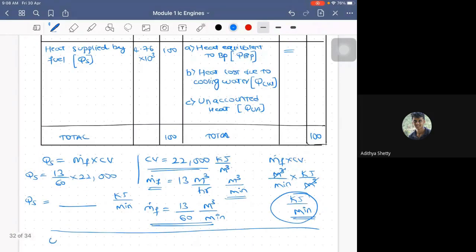Now QBP, guys. QBP, I already told you, whatever the value you get, it should be in kilojoules per minute, because it has been asked to calculate the values on a per minute basis. So remember, the value of QBP is nothing but the value of BP itself, but the BP would be in kilowatts. That you have to convert into kilojoules per minute. Okay, convert and give me the value.